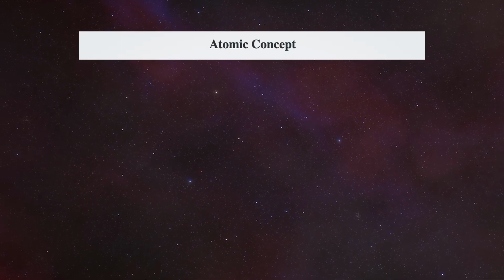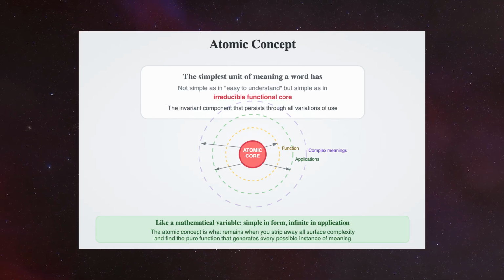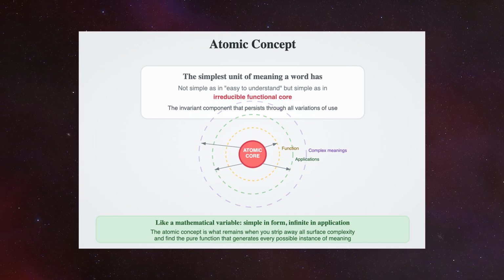An atomic concept is the simplest unit of meaning which a given word has. By simple, we don't mean a lack of complexity or ease of comprehension, but simple in a technical way. Let's take an example.